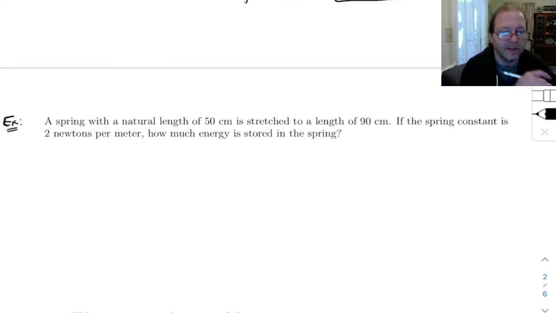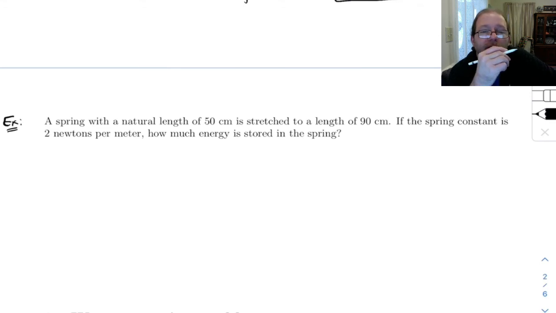Let's do this last example. A spring with a natural length of 50 centimeters is stretched to a length of 90. If the spring constant is 2 newtons per meter, how much energy is stored in the spring? This one is worded differently than the other problems, but it's asking the exact same thing. Because if you stretch the spring out, there's an amount of energy stored in it, and that amount of energy is the amount of work that you had to put into stretching it out.